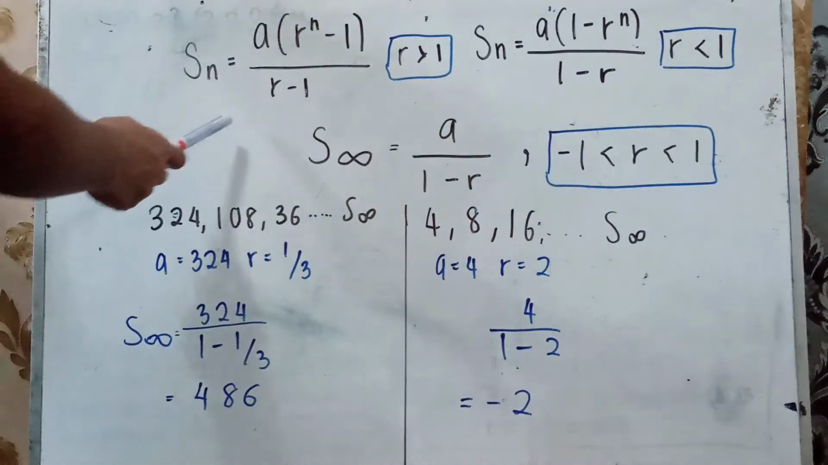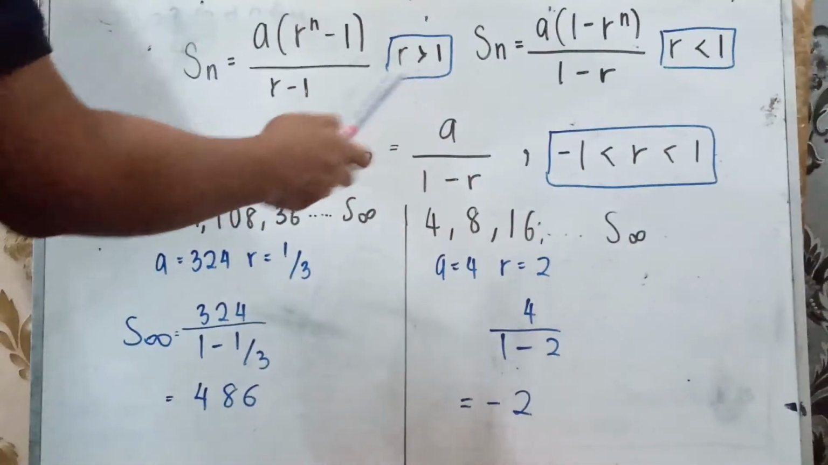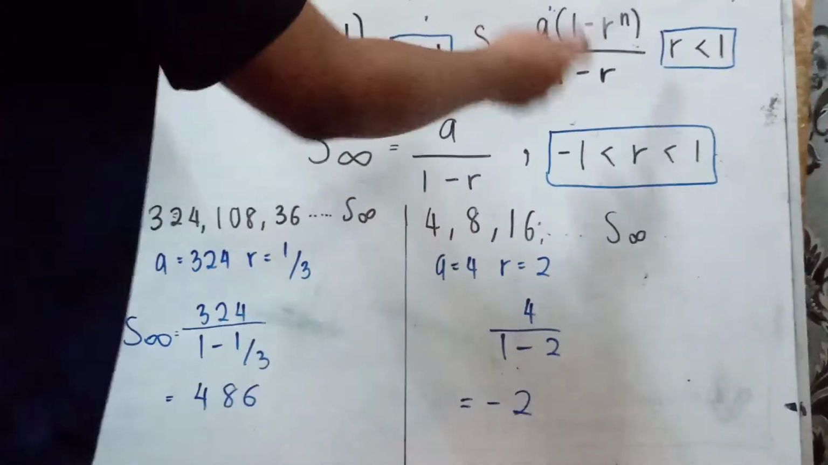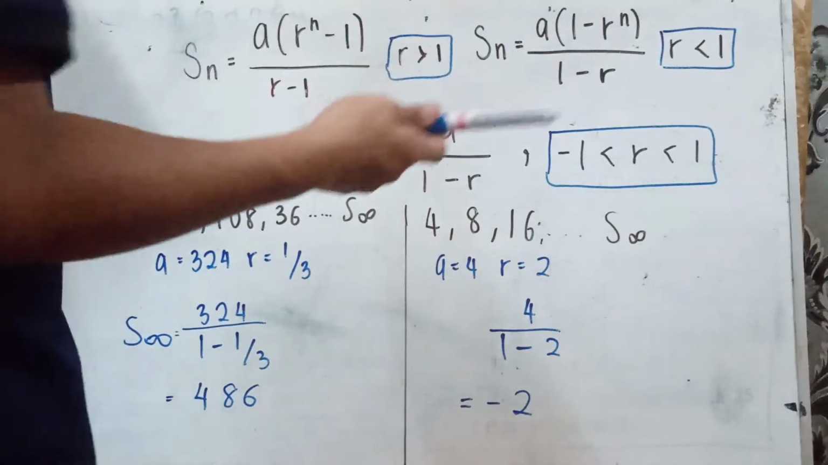Now we will move on to the sum of the first n terms of a geometric progression. This is the formula that we are going to use. It has two formulas, and you need to consider whether your R is more than 1 or less than 1, based on the question and your answer.